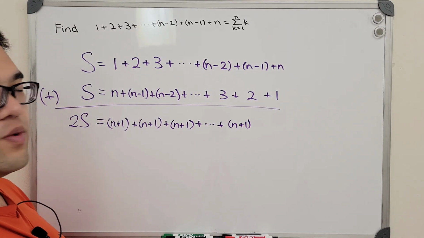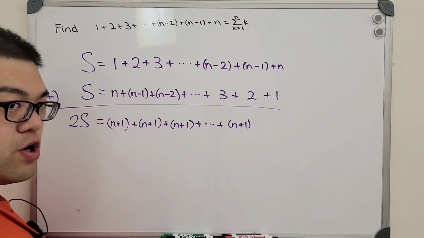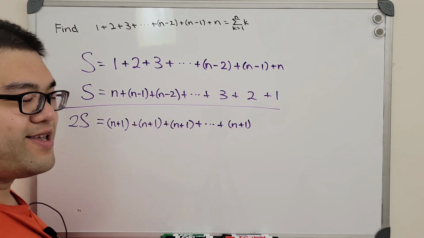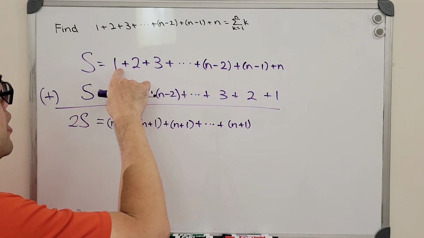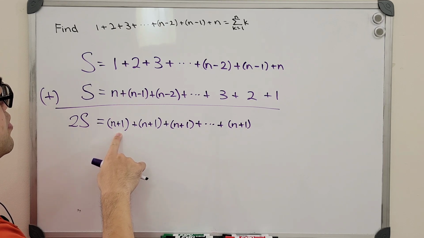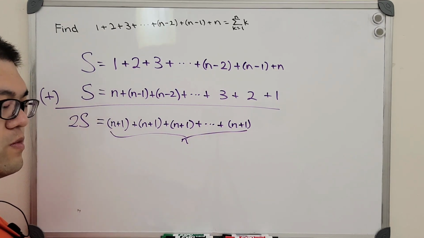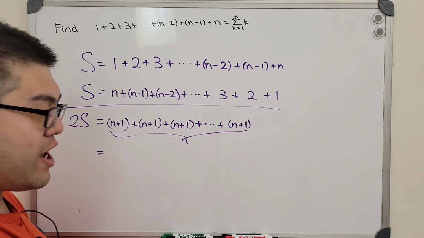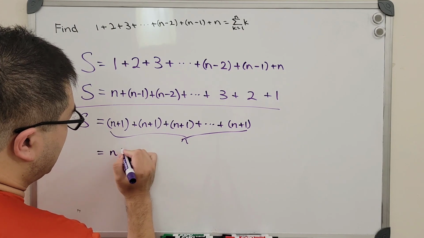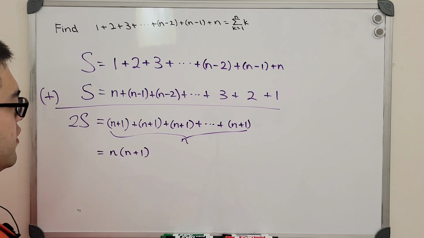Now, how many n plus 1 do we have? Let's see. For the first equation, we know that there are n terms in total. And of course, in the second equation, we also have n terms. And since we pair up each term together, we will always end up with n terms here. In other words, we now have n copies of n plus 1 adding together, so we just have n times n plus 1 on the right-hand side of the equation.